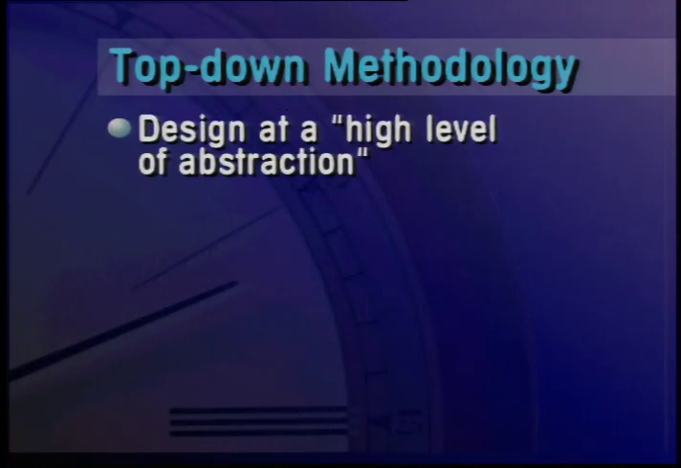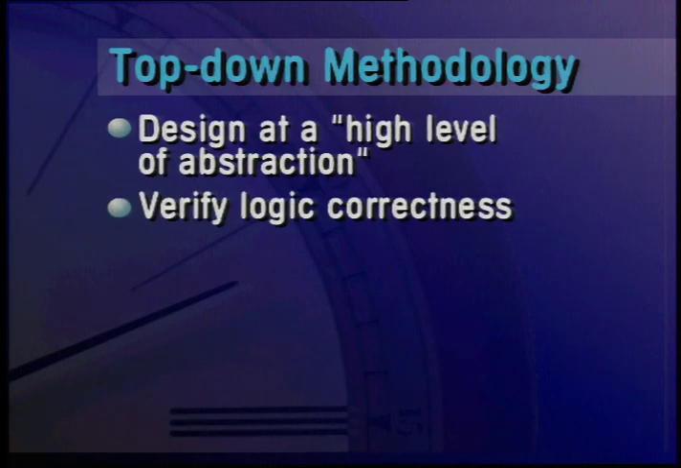Design at a high level of abstraction is the first thing that you do. You get the high-level parts of the design right: how many components you have, what the general functionality is, how the components are hooked together, what the general behavior of the system is. Then you verify the correctness. At this point, the design has become a little bit more formal, and it is in an executable representation.